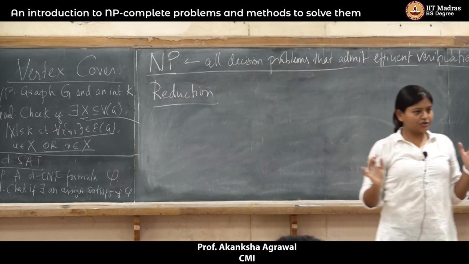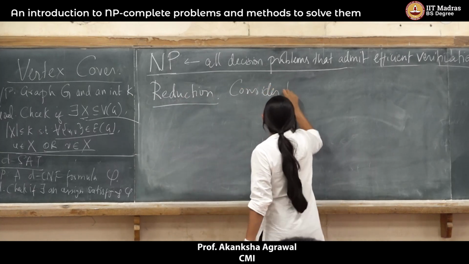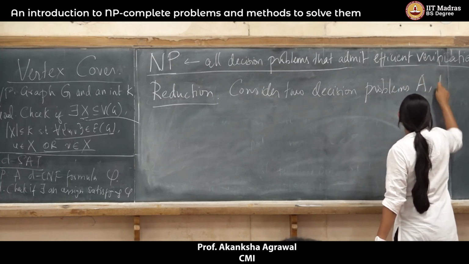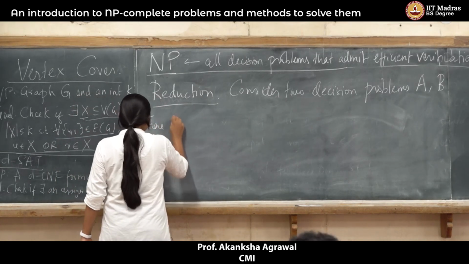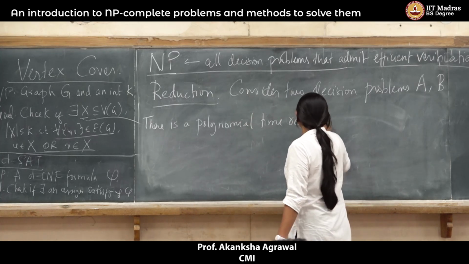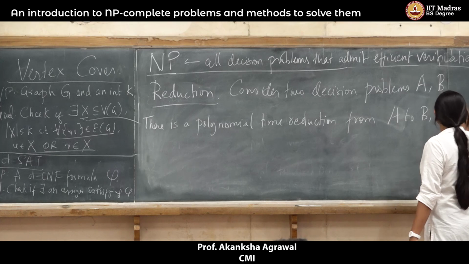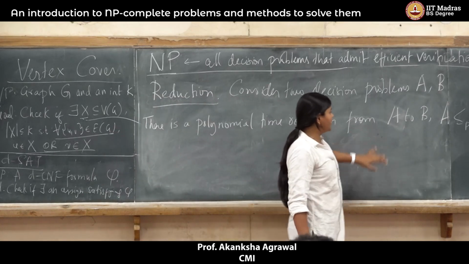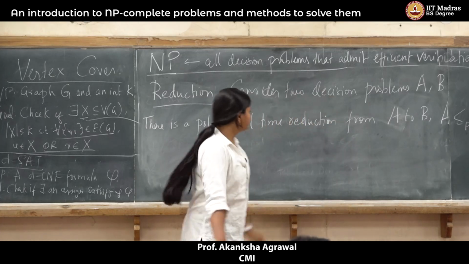So consider two decision problems A, B. We say that there is a polynomial time reduction from A to B, denoted by the symbol A less than or equal to subscript P B, if something happens.